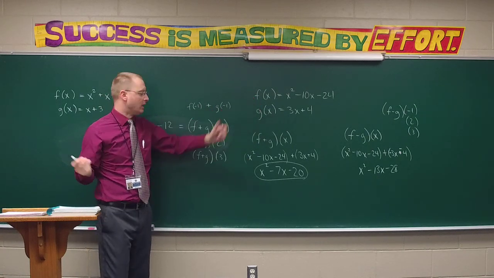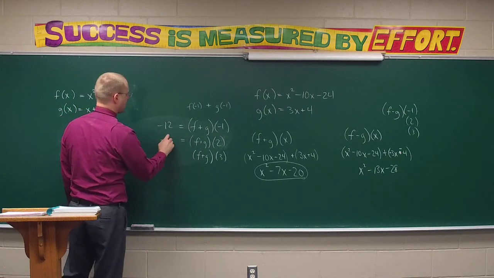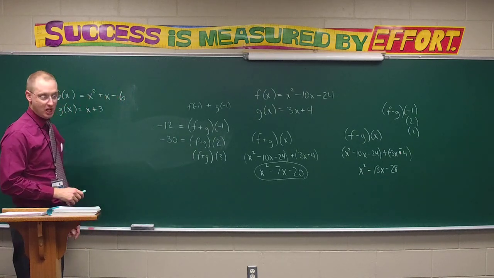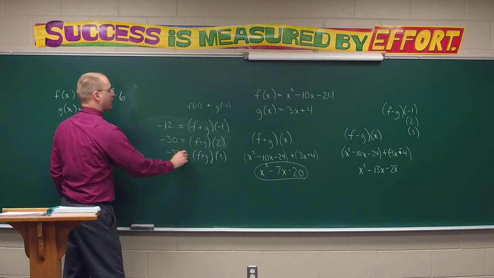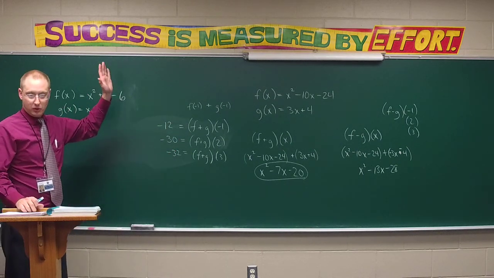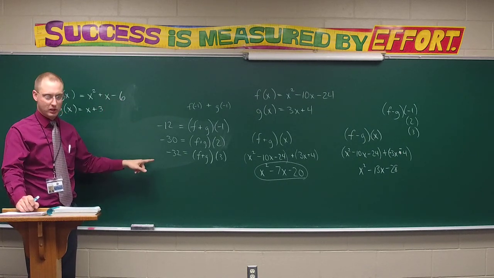Does that make sense? All right, what do we get for (f + g)(2), Kendall? Negative 30. Negative 30 is correct. What about (f + g)(3), Michael? Negative 32. Negative 32. How many in all three of these correct? Okay, questions on any one of these? Do we need to see any of those worked out? You say, how did you get that?